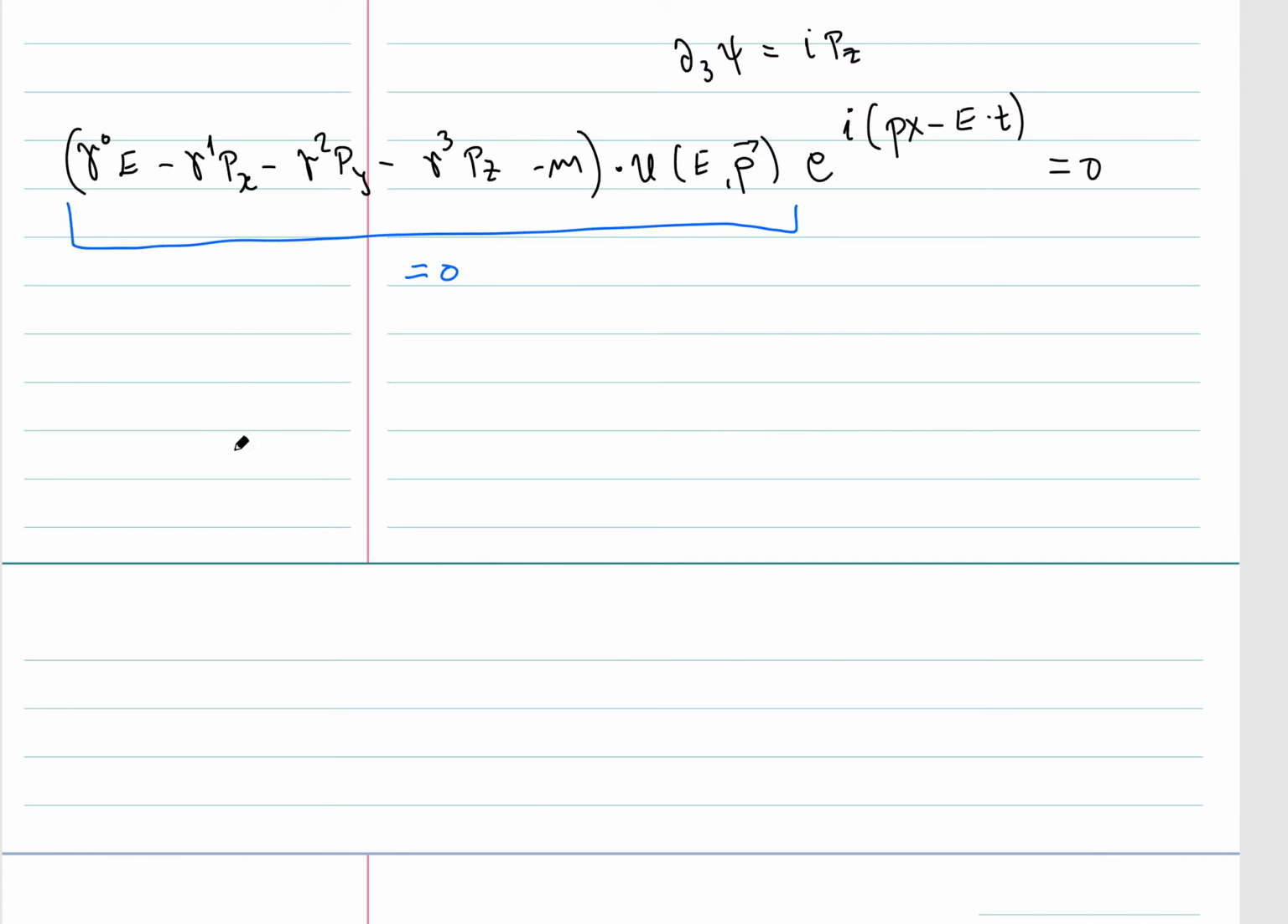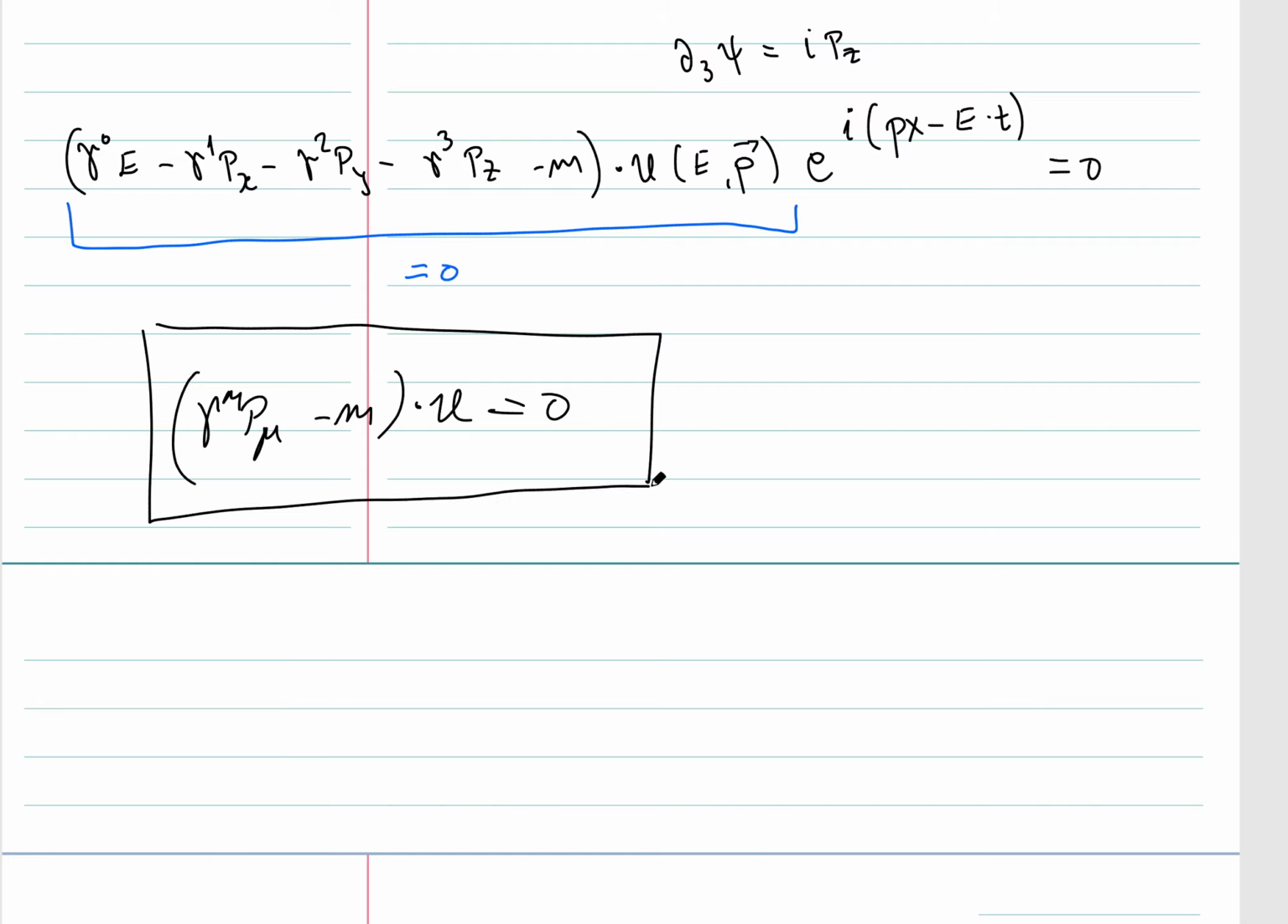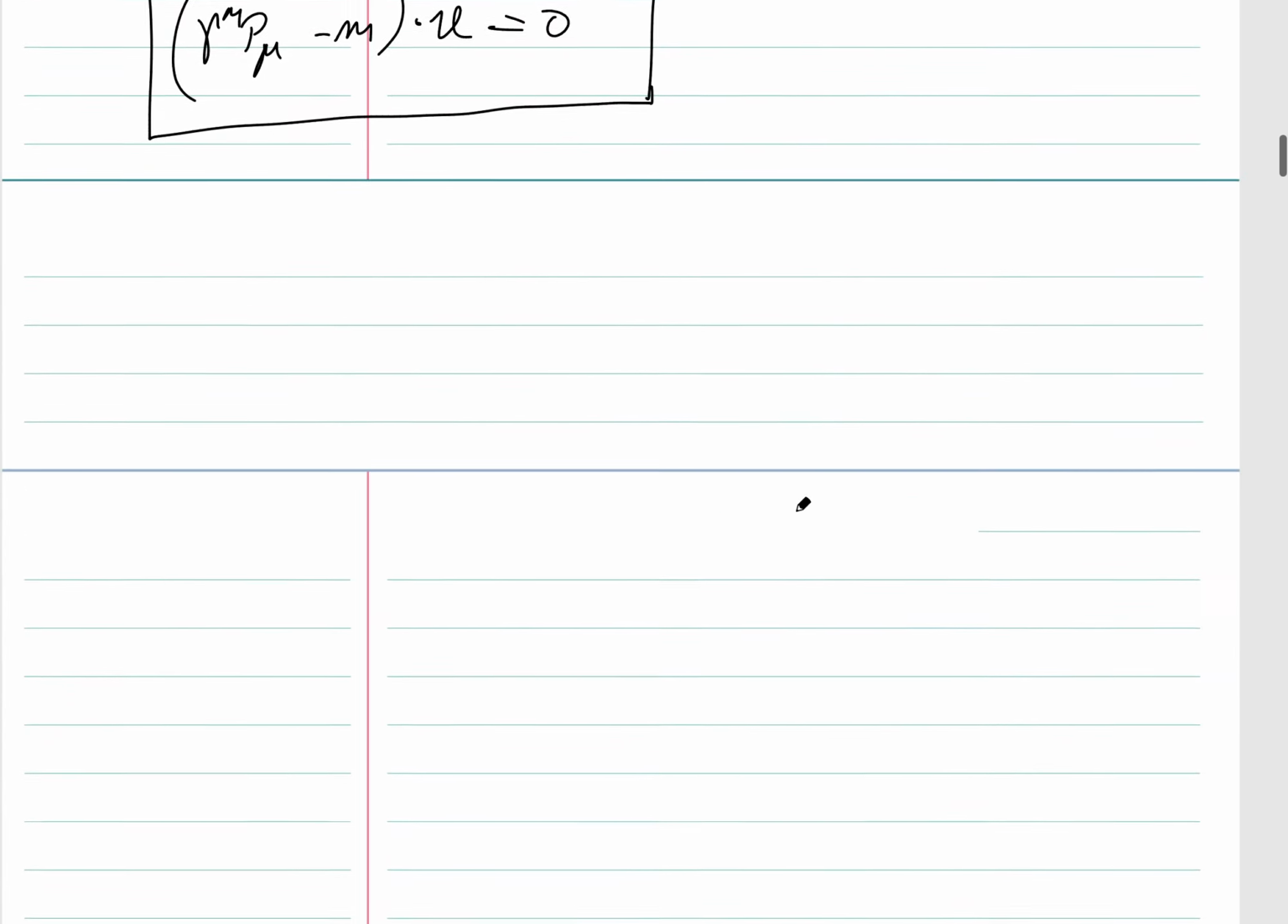Then we can contract this into a shorter form. So we can write gamma mu p mu minus m times u equals 0, where u is a 4-component Dirac spinor. Now we can continue with the particle at rest.